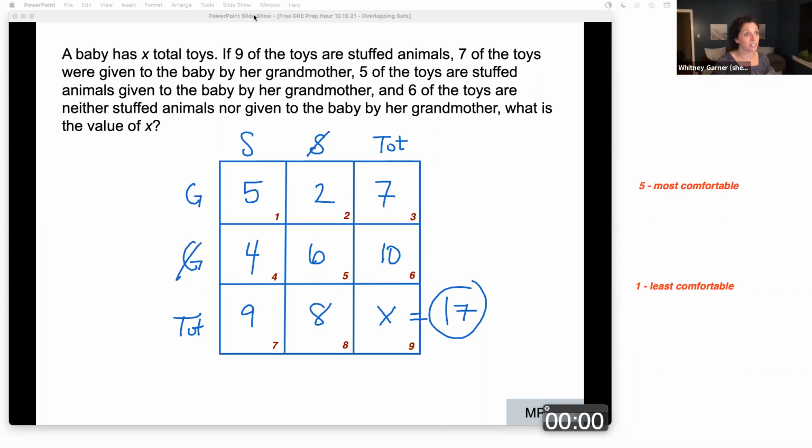So I know this is definitely, as far as topics on the GRE go, pretty advanced quant. So just keep in mind that these questions are on the advanced end of things.